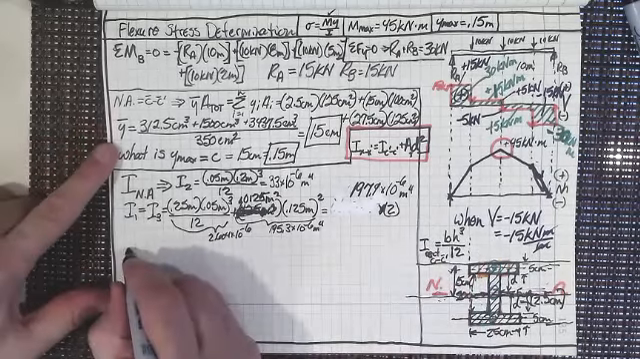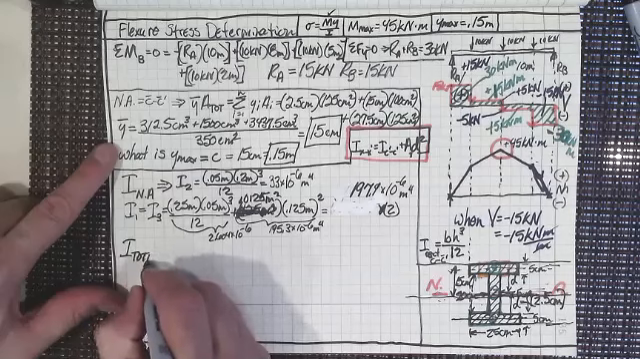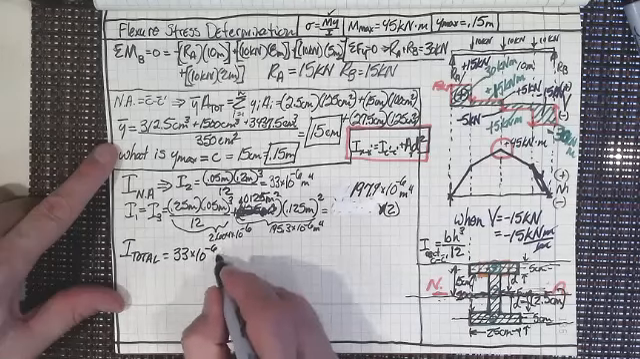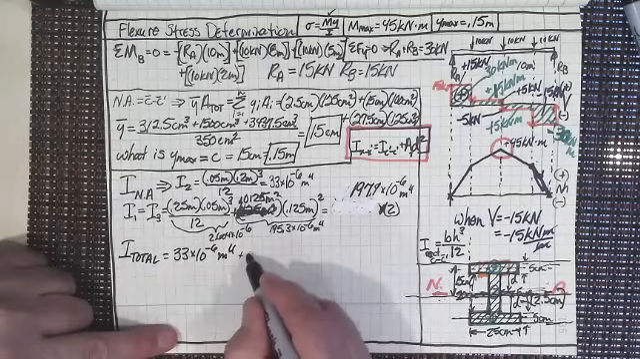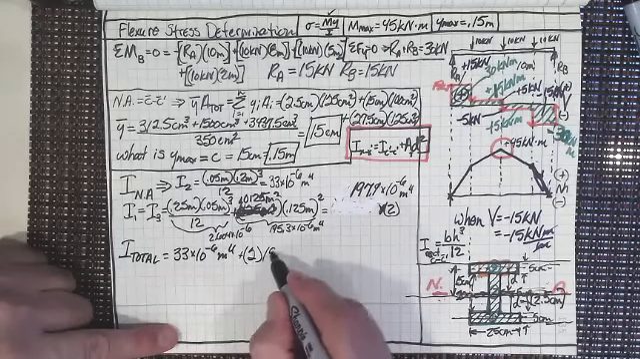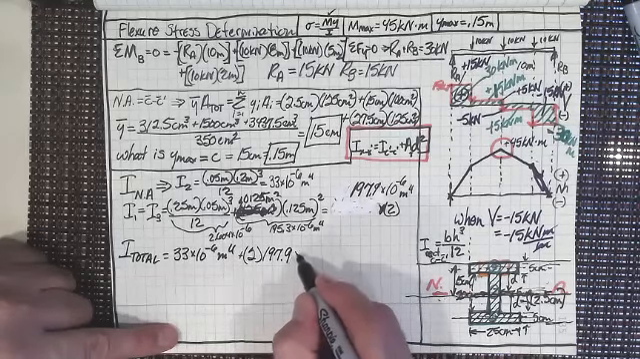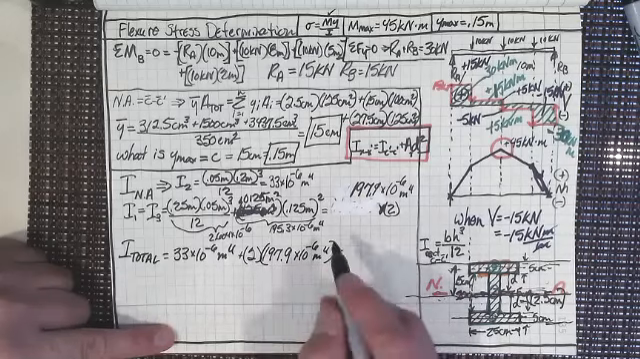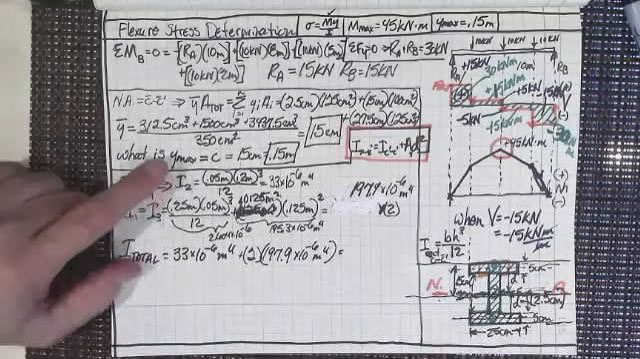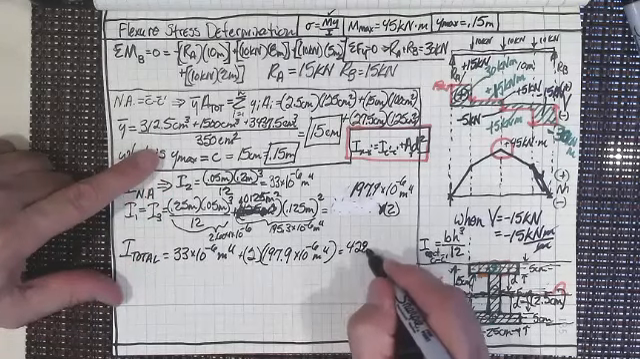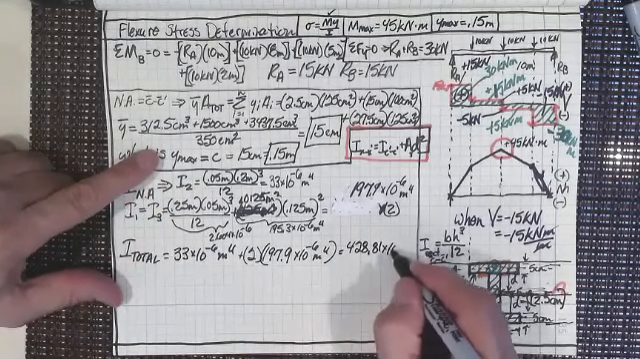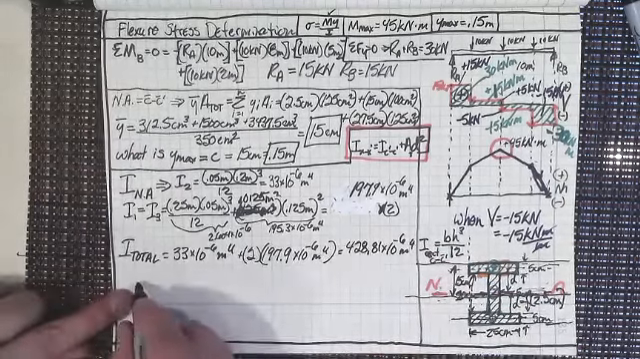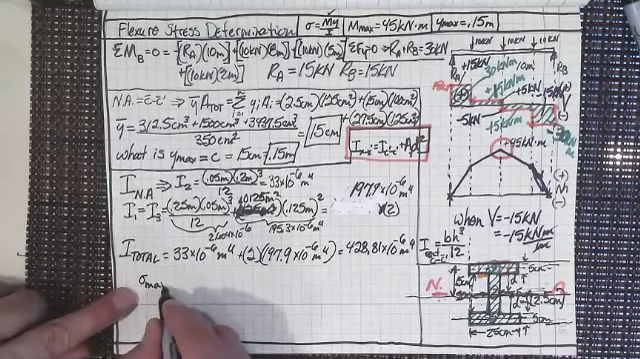So I total equals 33 times 10 to the minus 6 meters to the fourth plus 2 times 197.9 times 10 to the minus 6 meters to the fourth. And that gives me 428.81 times 10 to the minus 6 meters to the fourth. So there you go. Now we have it all, and we can say that our maximum stress, and we can see a couple things.